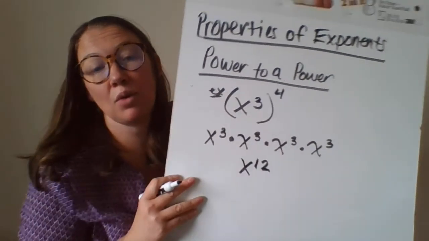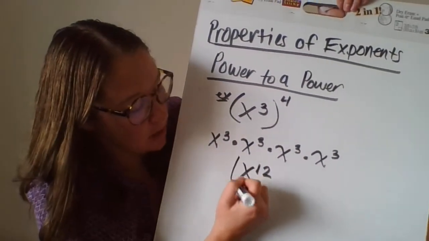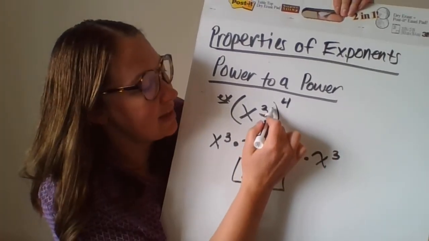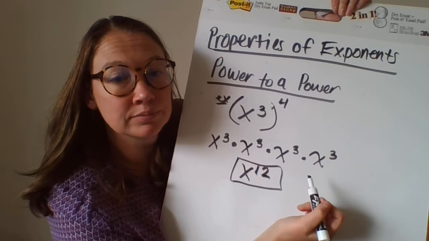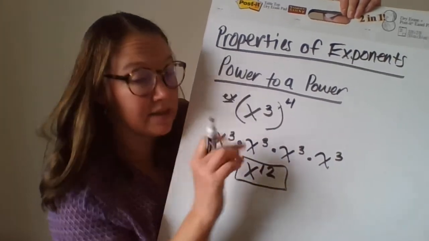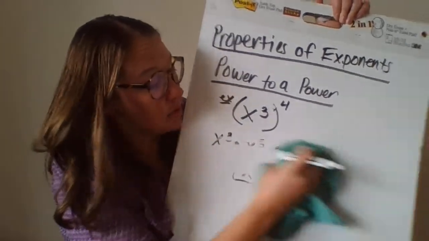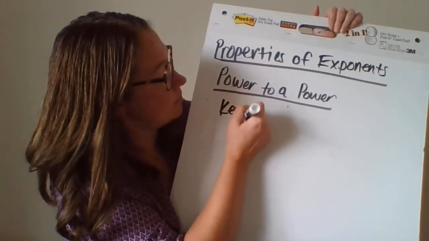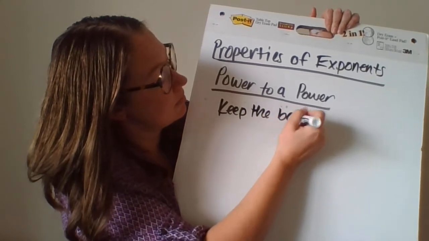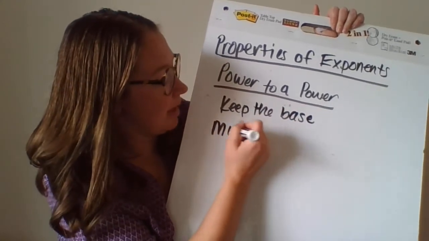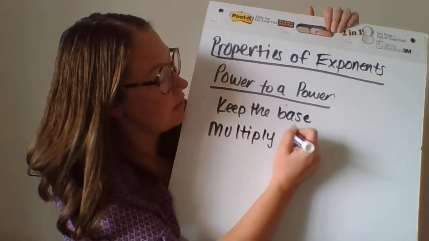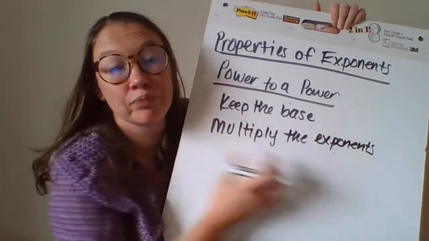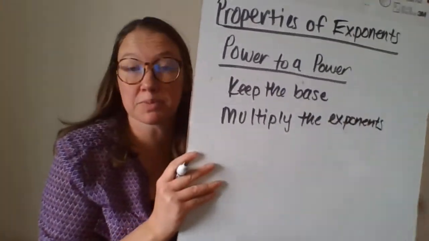Hopefully some of you realize, and you may not, and that's totally fine, that 12 is the same as 3 times 4. So the shortcut is, when taking a power to a power, you keep the base and you multiply the exponents. That's the shortcut version. Keep the base, multiply the exponents.